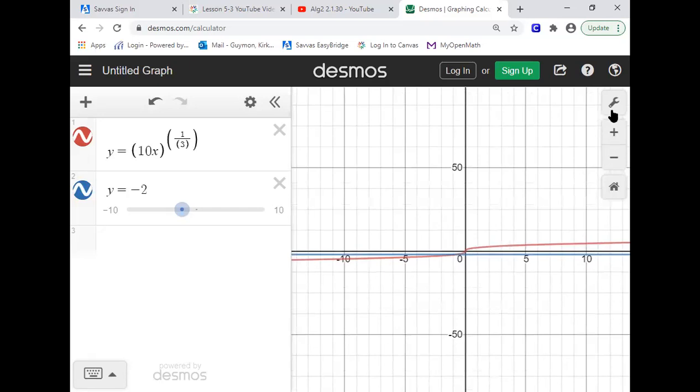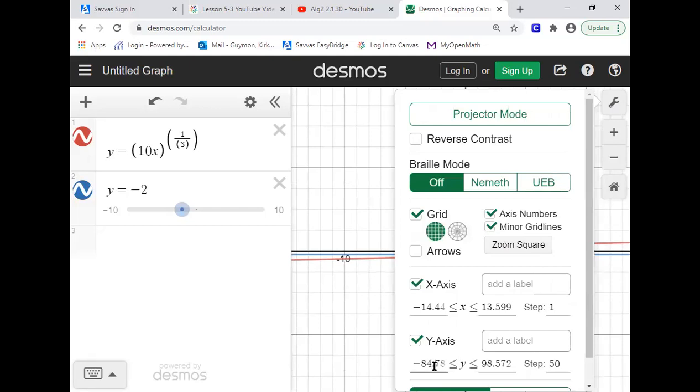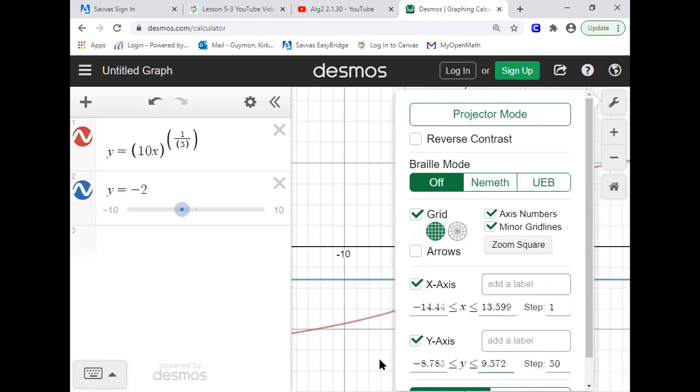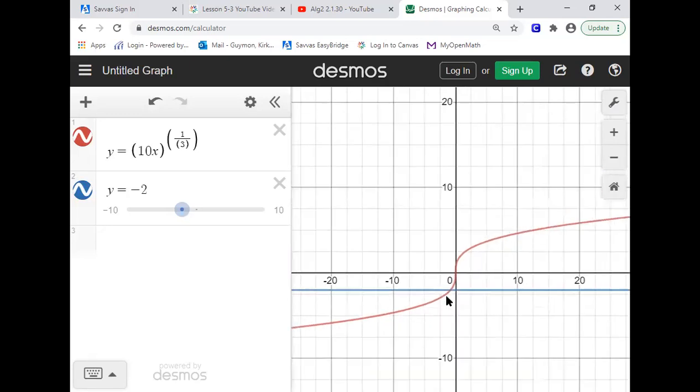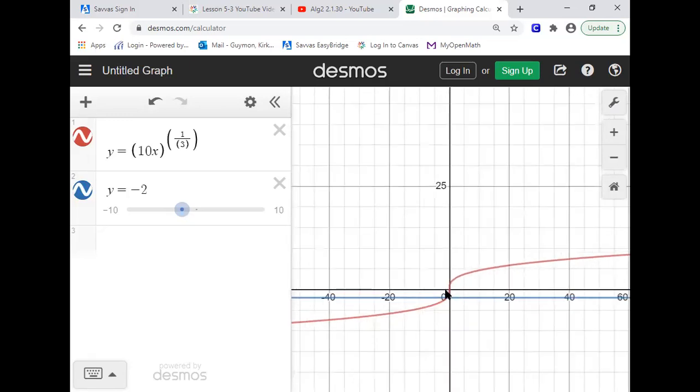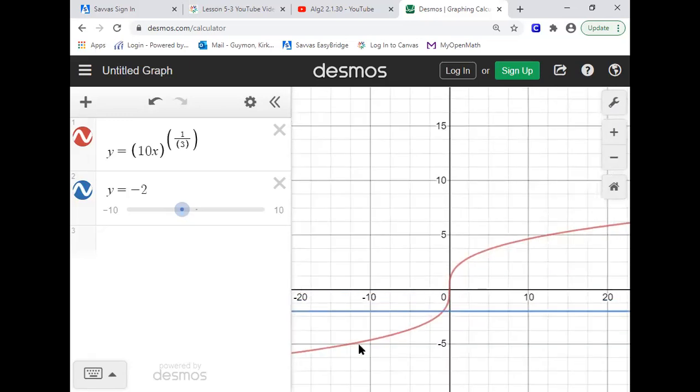I'm going to adjust those y values a little bit to bring those in. I don't need anything quite that big. There we go, so you can actually see. So there's that point right there, between 0 and negative 1, and then it doesn't look like, because of your cube root graph, that there will be any other solution.